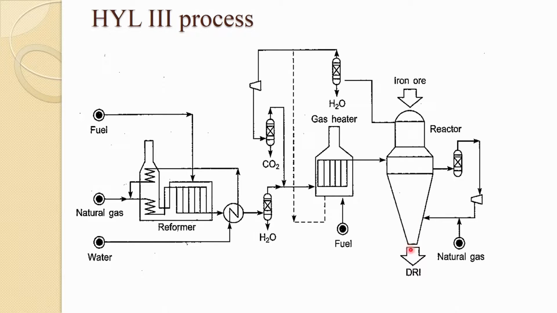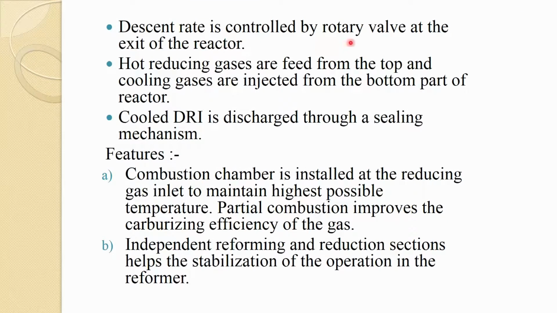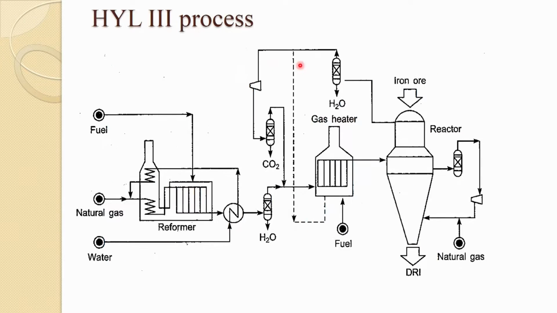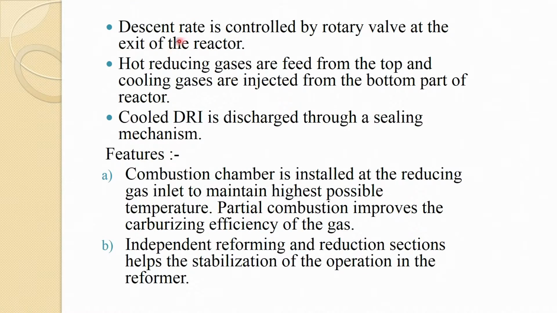Sometimes in some of them, if it is hot, they put the briquette machine to make this hot directly reduced iron into briquette form. So, descent rate is controlled by rotary valve at the exit of the reactors. So, here you have a rotary valve by which you control this exit descent rate. Hot reducing gases are fed from the top, and the cooling gases are injected from the bottom part of the reactors as said before.